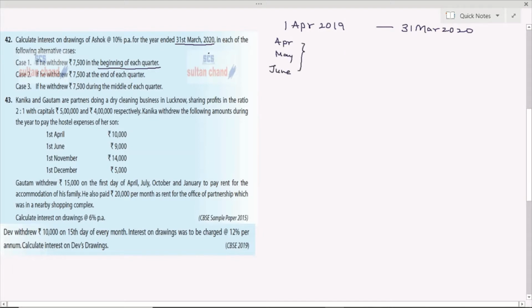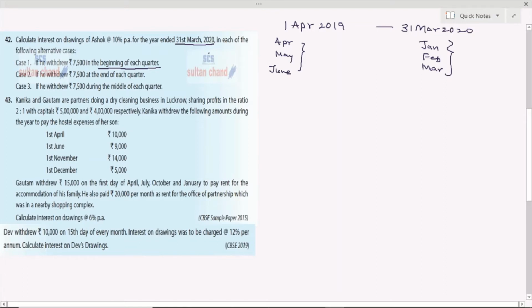Now I'm taking directly the last quarter because I don't need the two quarters in between. The reason being, for calculating the average period, I want to know the first date of the drawing and the last date of the drawing. So the last quarter starts from Jan: Jan, Feb, and March. This will be my last quarter, a period of 3 months. Now it says the drawings are 7,500 in the beginning of each quarter.